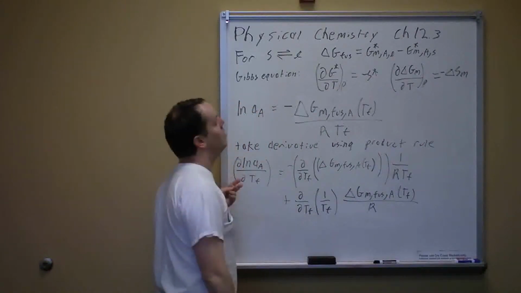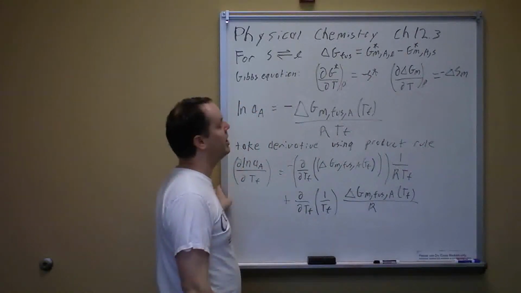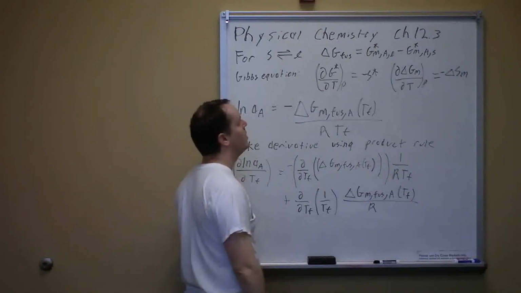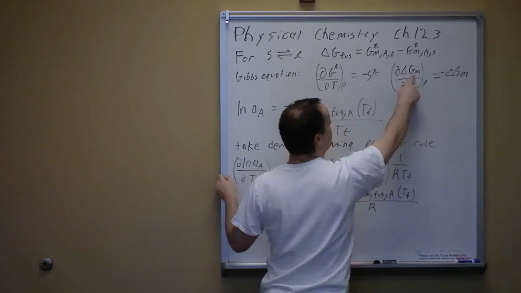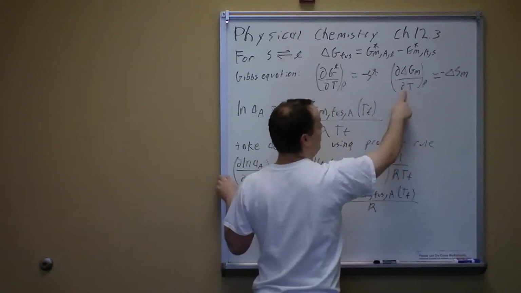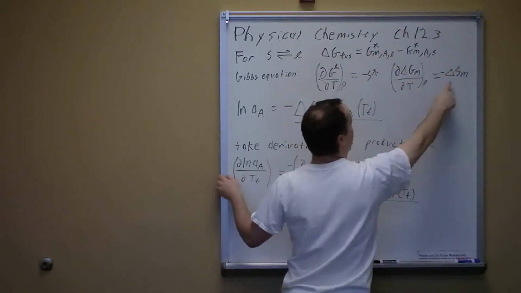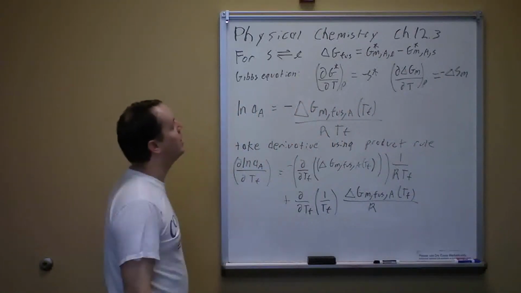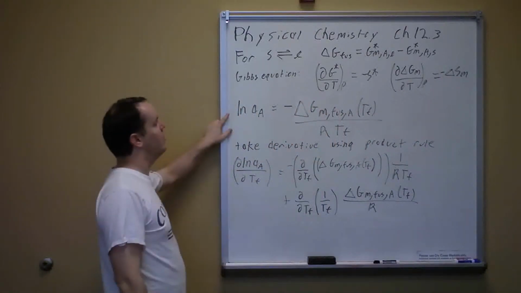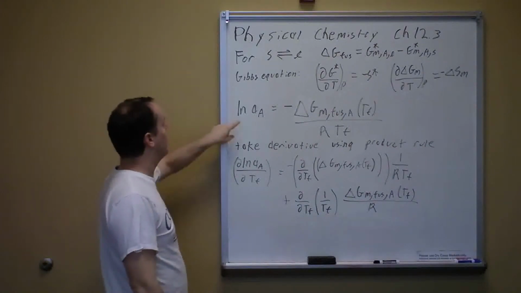Now, if those two are always equal to each other, then their changes must be equal to each other also. So we can also say that the derivative of a change in molar Gibbs free energy with respect to temperature holding pressure constant is equal to minus a change in molar entropy. We're going to be using this to substitute in a bit later.